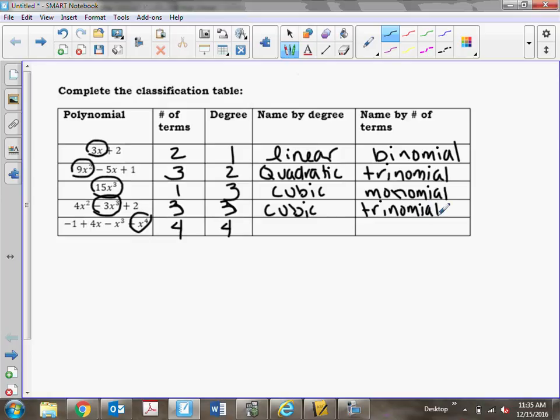And the following has a degree of 4 and 4 terms. So we would call this a quartic polynomial.